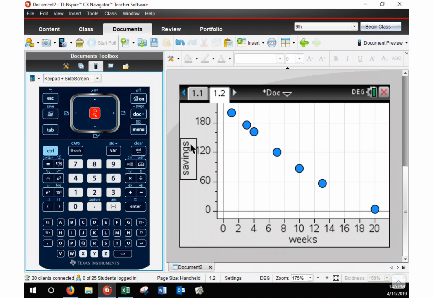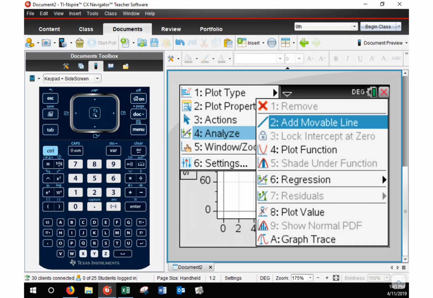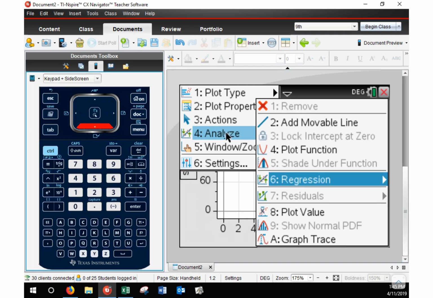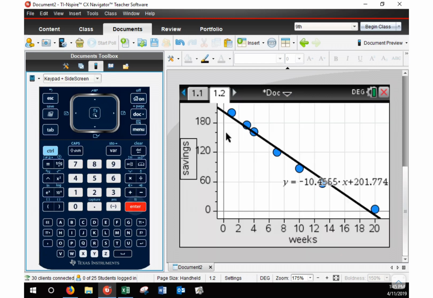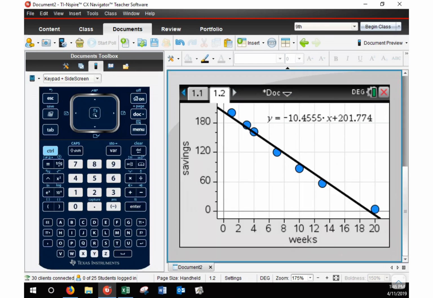All right. Then to find that line of best fit, the equation, we hit Menu, go to Analyze, Regression, right, because line of best fit is a regression, and then we want to show that linear mx plus b. And so there's my line of best fit, which I sketch on there, and there is also my equation. Okay, so I write that equation down. Now on part D it says estimate the amount of savings at week 17. So weeks are my x's. So I'm taking this equation here and I'm going to plug in 17 for weeks.